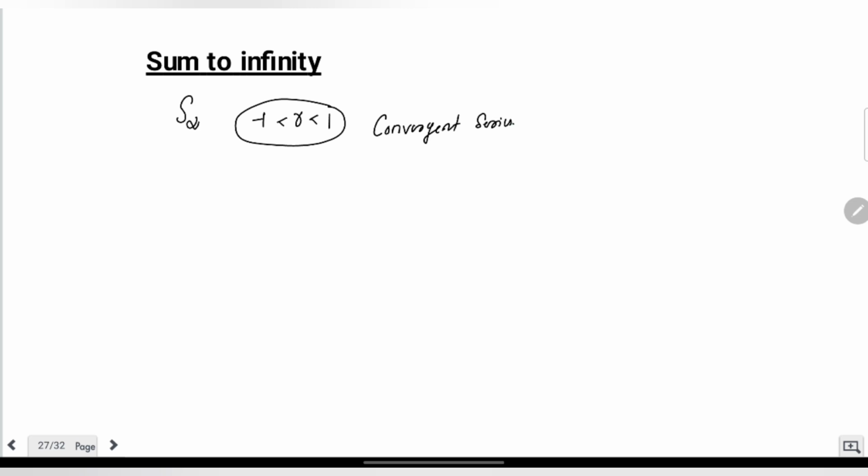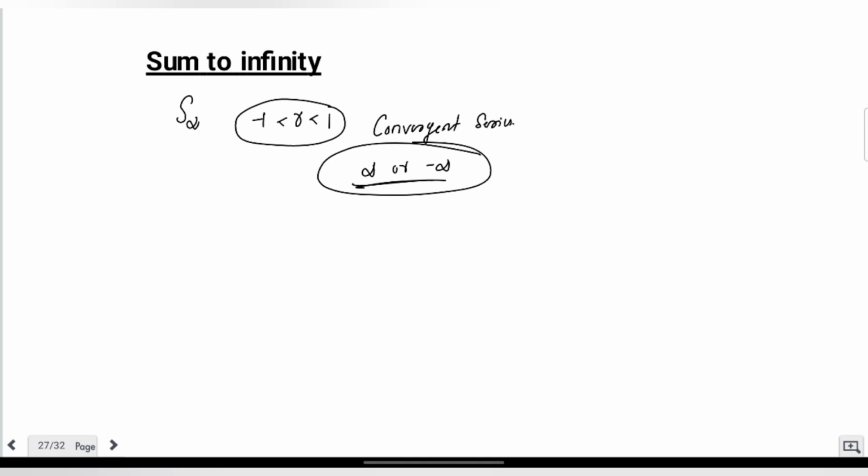Okay, so sum to infinity means when you are adding all the terms, that is, an infinite number of terms. The answer will not be infinity or minus infinity. Then what do you get? It is not infinity or minus infinity, and the answer will always be a real number.